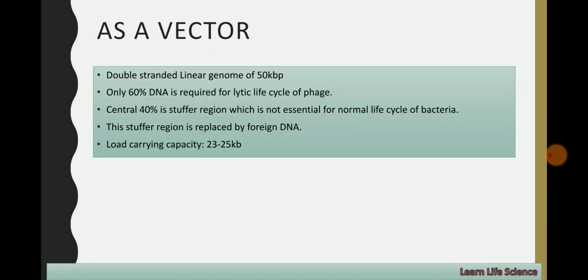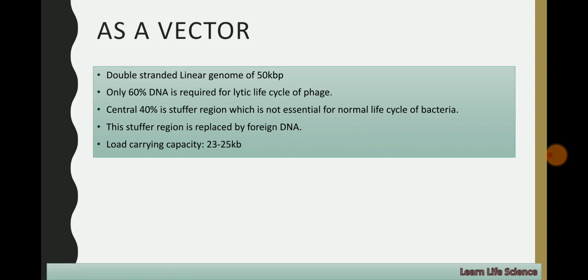Now, you can also use lambda bacteriophage as a vector in genetic engineering. We all know vectors are double-stranded DNA or genetic material that has the ability to carry a foreign DNA molecule into the host cell, as well as to replicate and express the foreign material in the host cell. When we use lambda bacteriophage as a vector, we must consider the following points.